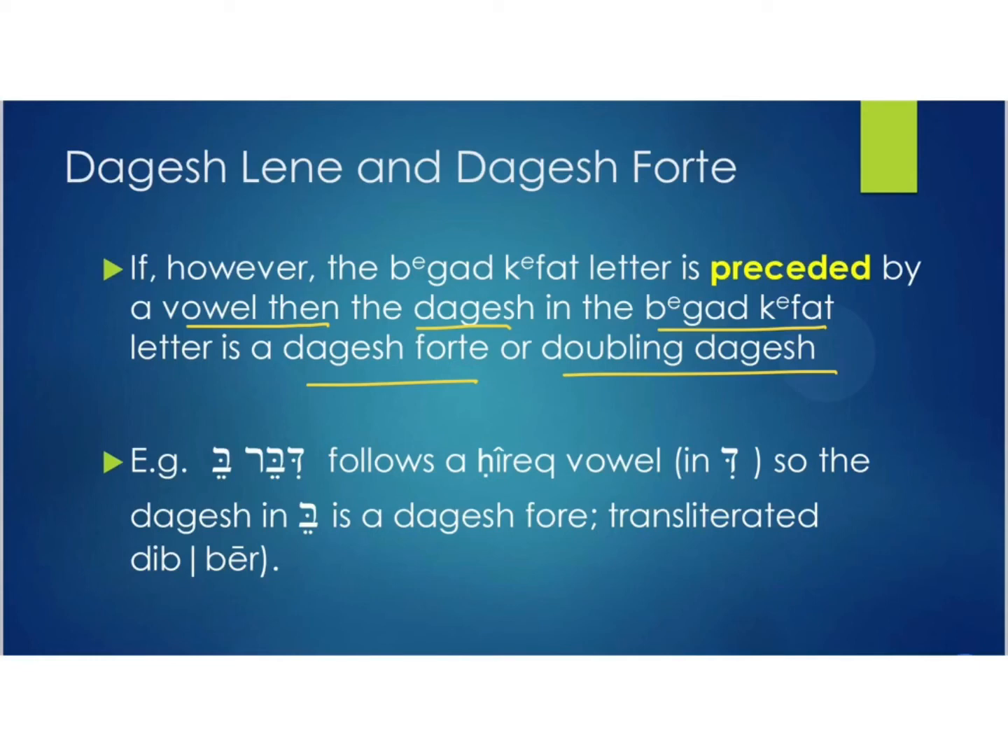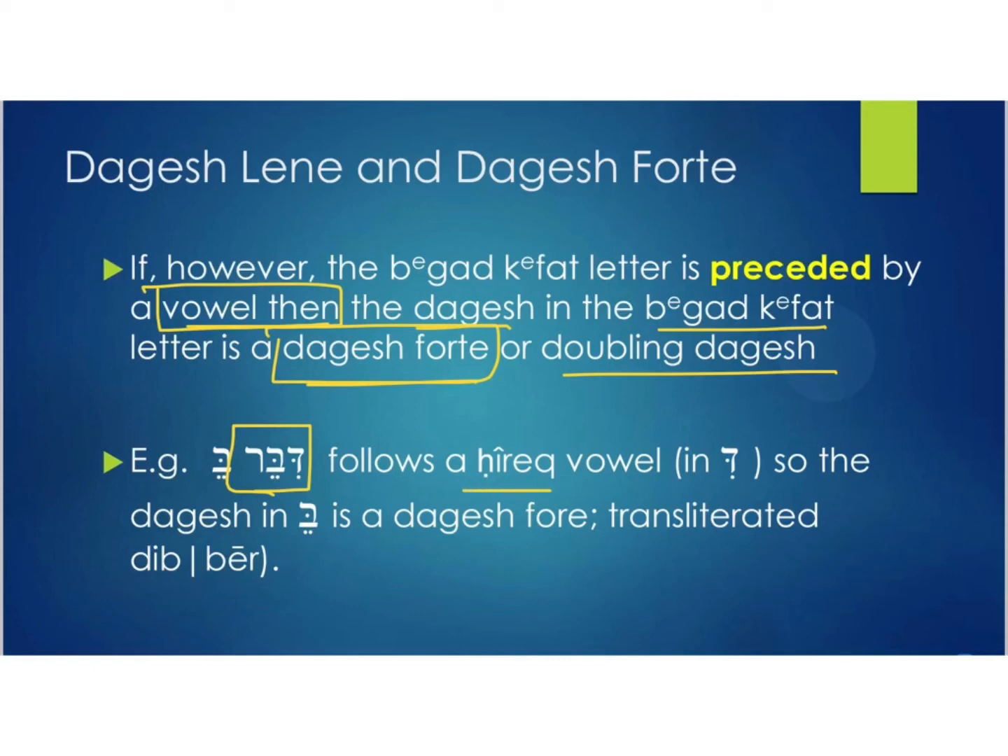Remember, whenever there is a vowel preceding a Baget Kafit letter, that is said to be Dagesh forte, not a Dagesh Lene. For example, let's look at an example here. We have deber. Now there is a vowel before bet. Do you see here? There is a vowel before bet.